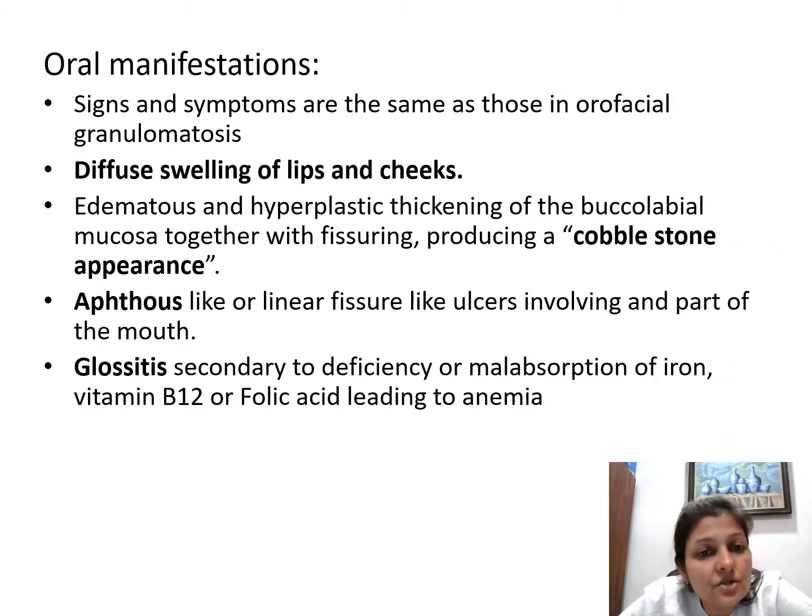The oral manifestations, the signs and symptoms, are the same as those seen in orofacial granulomatosis. There is diffuse swelling of lips and cheeks, edematous and hyperplastic thickening of the buccolabial mucosa together with fissuring, producing a cobblestone-like appearance. There are aphthous-like ulcers or linear fissure-like ulcers involving part of the mucosa. Glossitis can be seen, which is secondary to deficiency or malabsorption of iron, vitamin B12 or folic acid, which again leads to anemia.